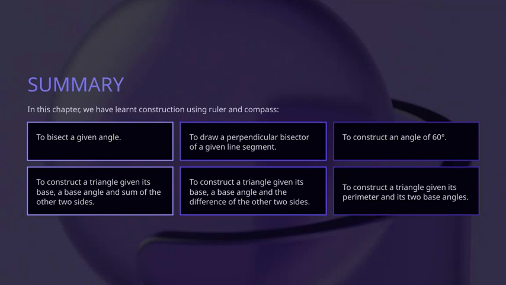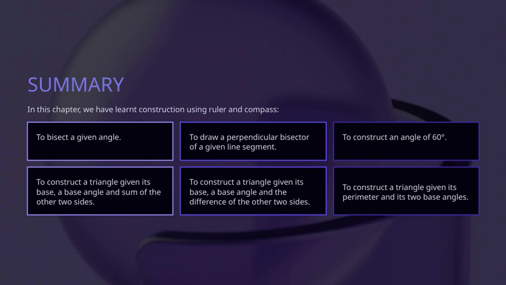In this final slide, I want to highlight the key points we've covered in this chapter on construction using ruler and compass. We've learned how to bisect a given angle, which is fundamental in creating symmetrical and precise constructions. We've also explored how to construct a triangle when we know its base, a base angle, and the sum of the other two sides, which helps in solving many geometric problems.